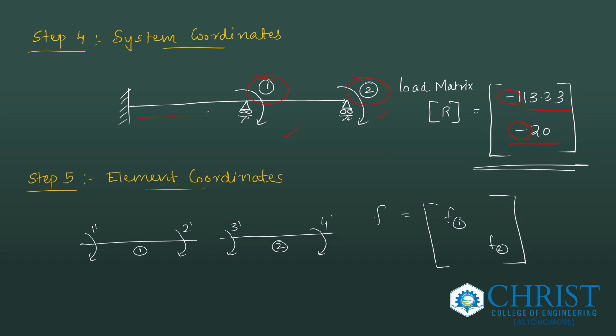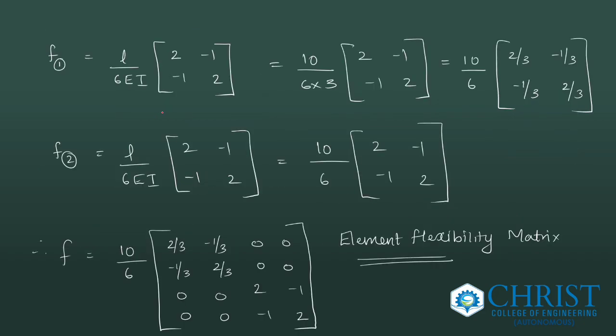Next, element coordinate: split into two beams, two elements, that is element 1 and element 2. Find the element matrix, that is L by 6EI times 2, minus 1, minus 1, 2, which is the general formula. Apply the length L value as well as EI value. L is 10 meter, EI value is 3 for the first case, and in the second case, L is 10 itself, but EI value is 1. Applying and finally adding up, I get the element flexibility matrix. It's a 4 by 4 matrix.